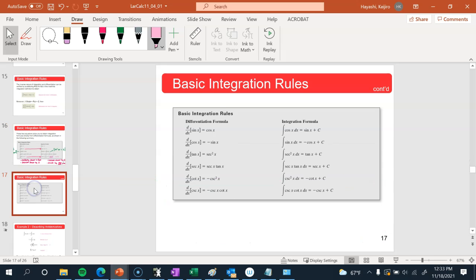So here's some, you could say that these are more differentiation rules, but they're not really rules in the same way. It's just sort of recognizing that, if the derivative of sine gives you cosine, well, then all that means is that the integral of cosine must work backwards and give you sine.